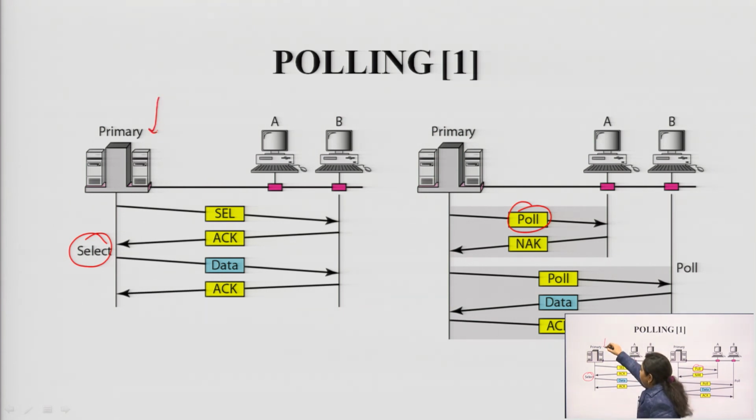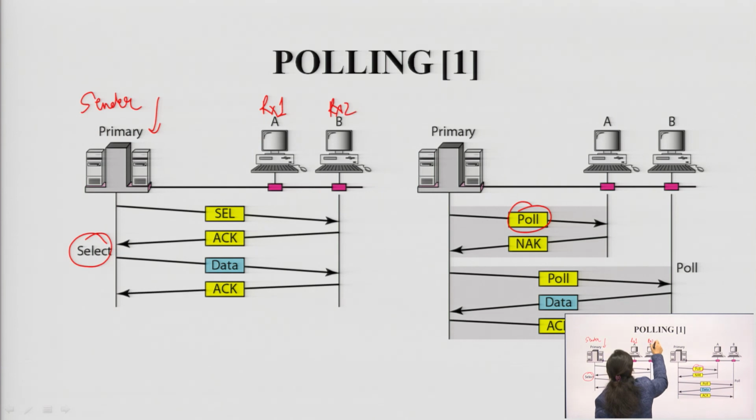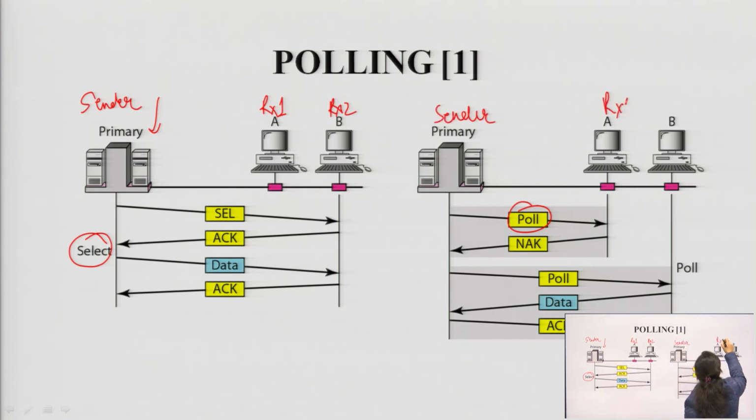Now, this is the primary computer, you can say that this will be the sender, and there are 2 receivers, receiver 1 and receiver 2. The same is the case here, this is the sender, this is receiver 1, this is receiver 2. So, how will it perform the operation? The primary computer will send a message, that is the select message. It will select this second user to say that yes, I want to transmit the data.